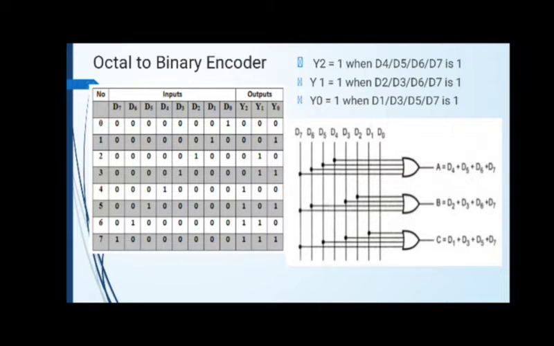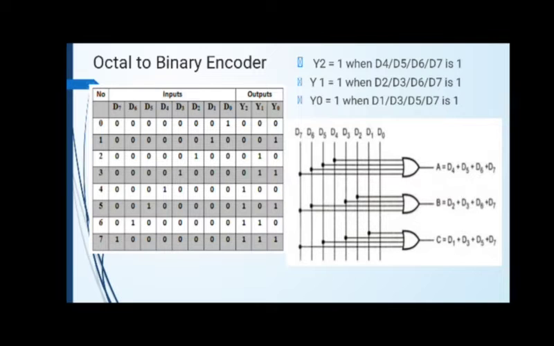Now let us say that among these 8 inputs, my D0 receives a signal and all others are not receiving any signals, so I am writing 1 at D0 and all other inputs are set to 0. That means only D0 is receiving the input. In that case, I am going to generate a code corresponding to 0, that is 000.